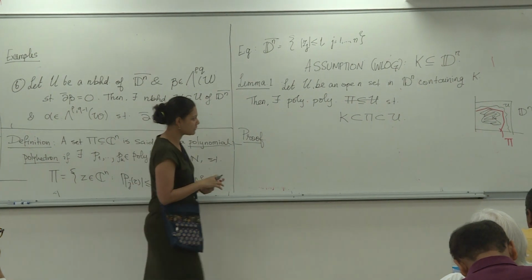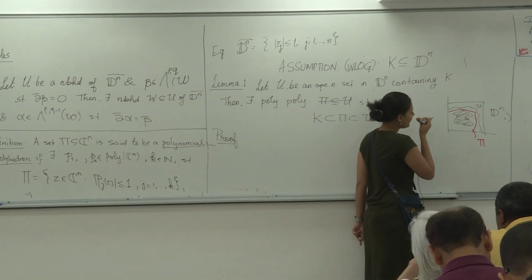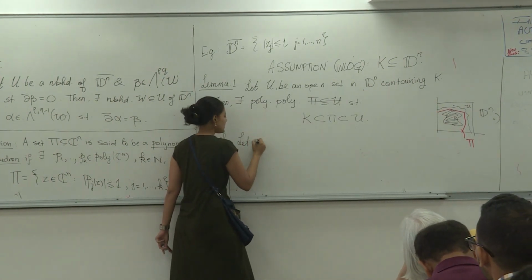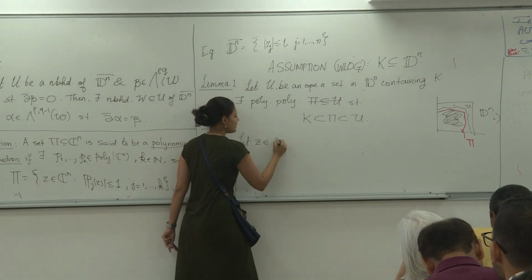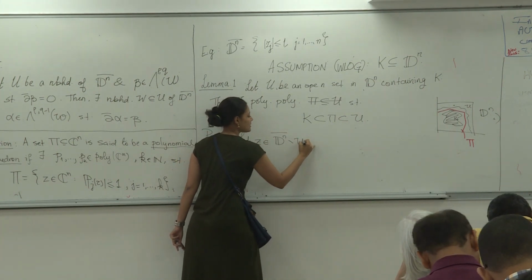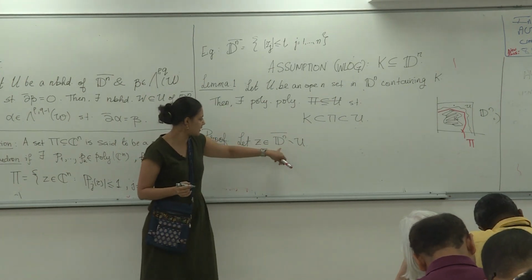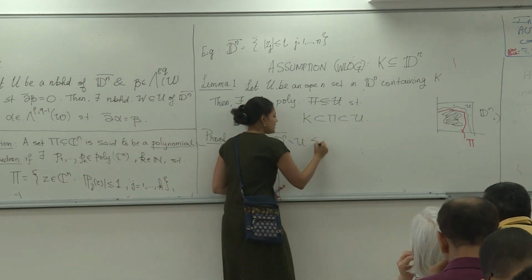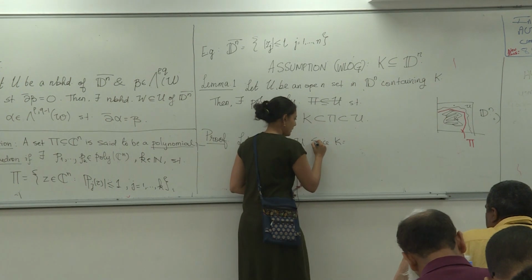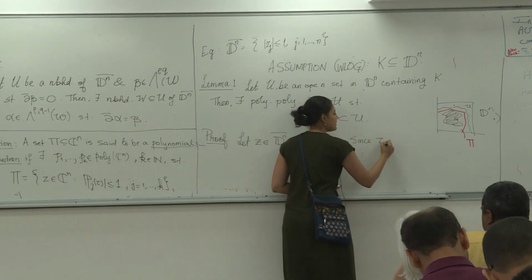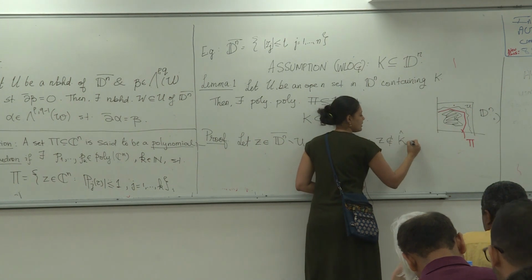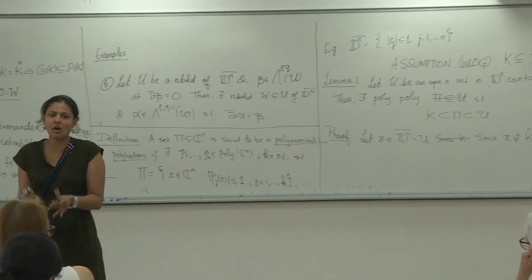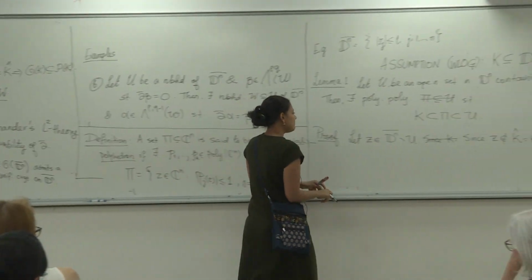Okay, so how are we going to go about it? I'm going to take a point. Let Z be in Dn closure minus U. By the way, this is a compact set, since I'm removing an open set from the closed polydisk. Since Z is not in the hull of k. Remember, k is polynomially convex. If I take any point outside of k, it's not going to be in the hull. And what does that mean by our definition?